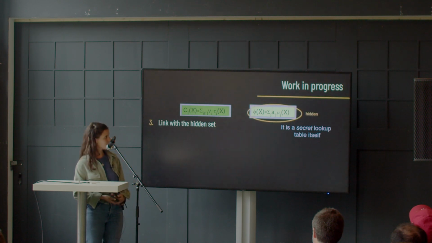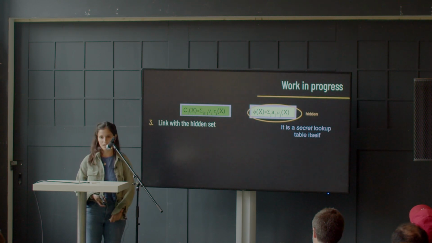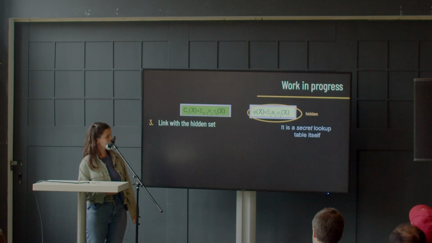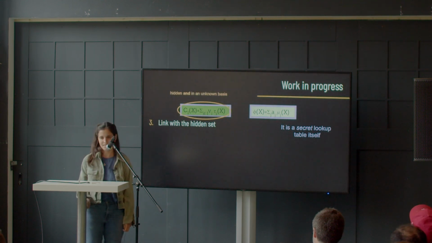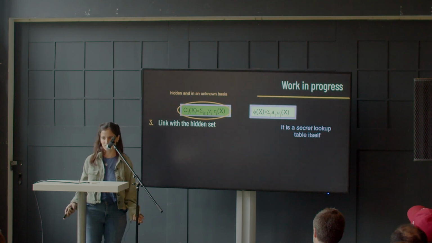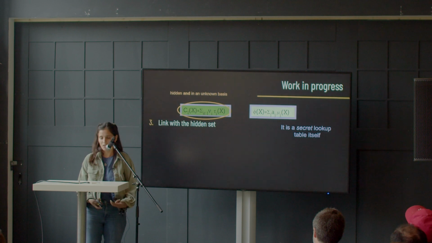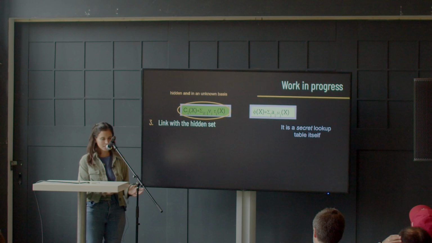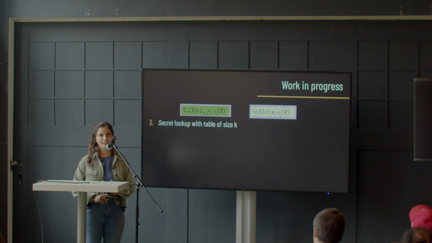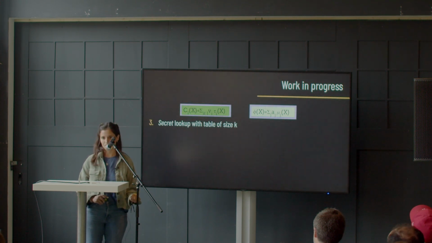With the difference that the hidden set keeps being hidden, as previously, but now the table itself is hidden. It's not only hidden, but it's also in an unknown basis. A basis that the prover makes itself and has to keep secret. So, I mean, it's not the same, but I think we already have a starting point here.